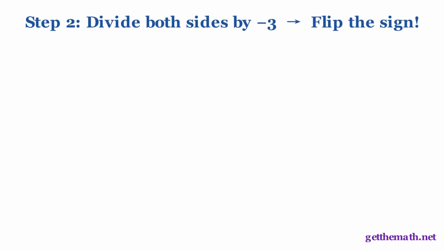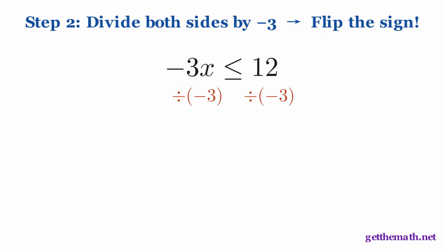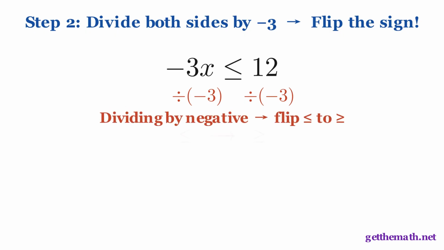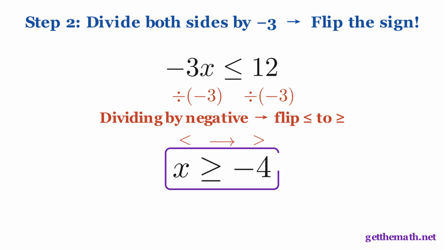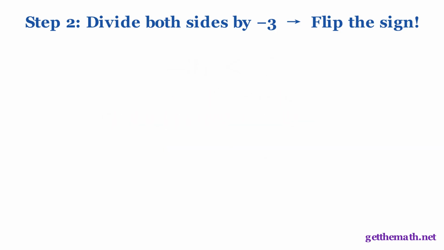Step 2. Divide both sides by negative 3. Since we are dividing by a negative number, we flip the inequality sign. Less than or equal to becomes greater than or equal to. Negative 3x divided by negative 3 is greater than or equal to 12 divided by negative 3. X is greater than or equal to negative 4.